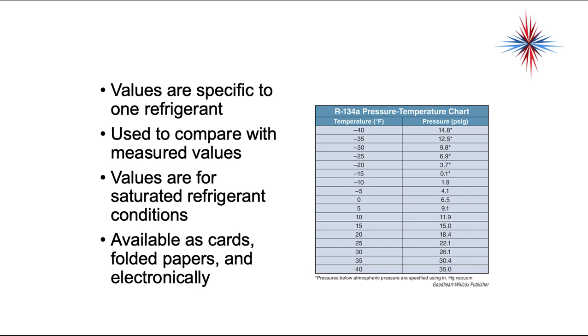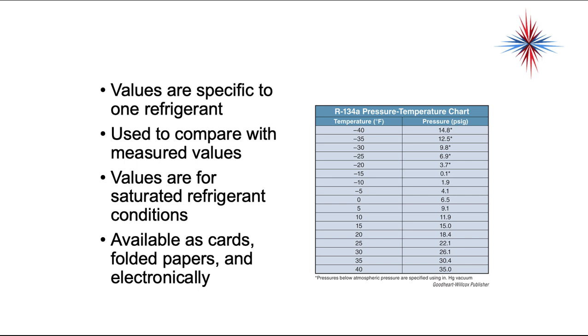Values are specific to one refrigerant. It's used to compare with measured values. The values are for saturated refrigerant conditions, in other words, in the center part of the evaporator and the center part of the condenser. These are always available as cards, folded paper, and more importantly now, electronically. I can pull these up on my iPhone or Android devices.